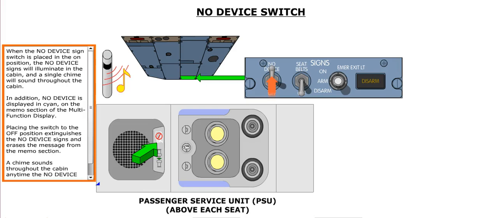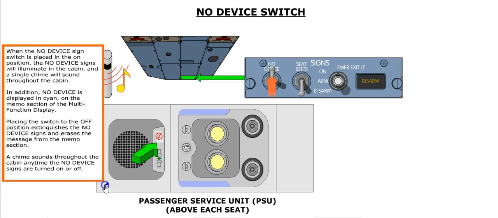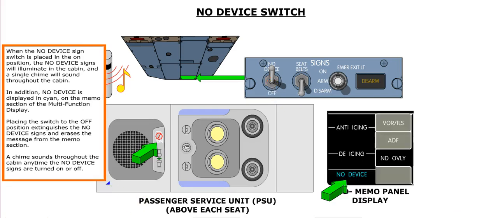When the no device sign switch is placed in the on position, the no device signs will illuminate in the cabin, and a single chime will sound throughout the cabin. In addition, no device is displayed in cyan on the memo section of the multi-function display. Placing the switch to the off position extinguishes the no device signs and erases the message from the memo section. A chime sounds throughout the cabin anytime the no device signs are turned on or off.